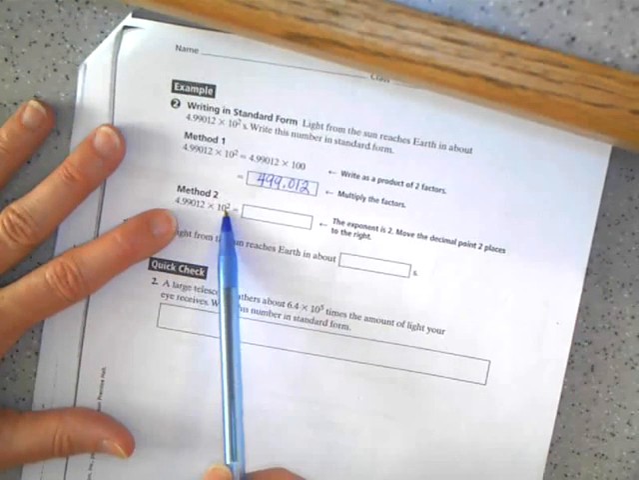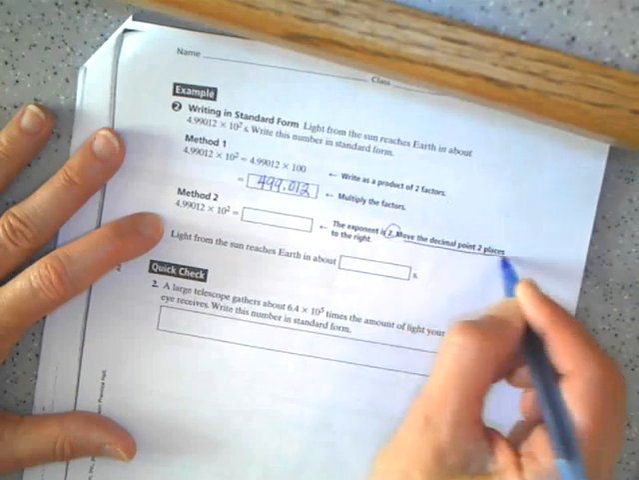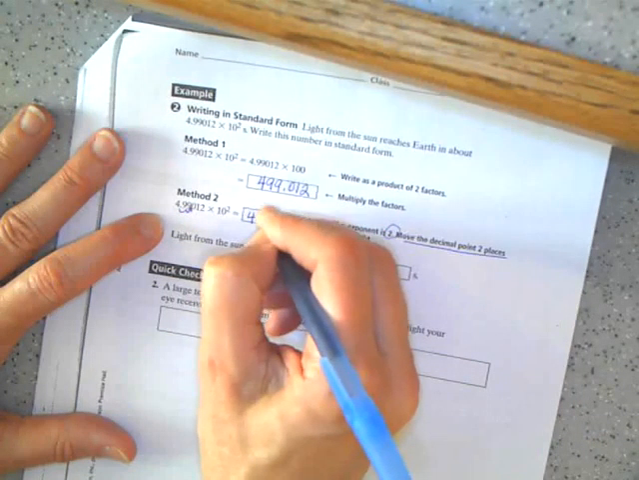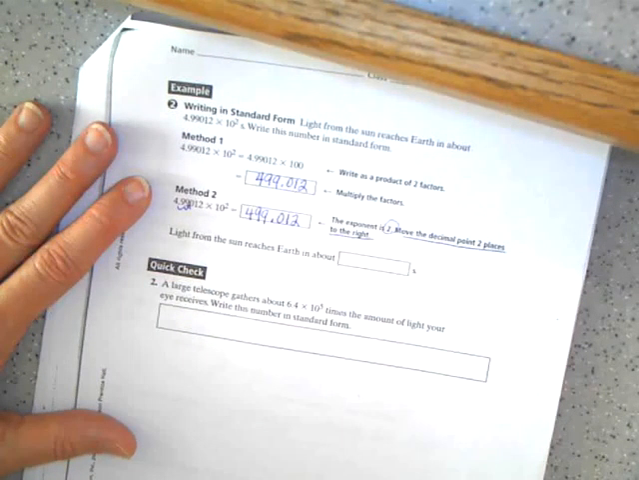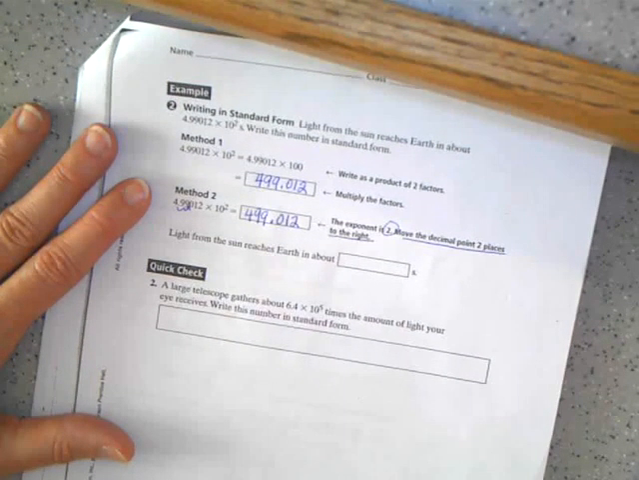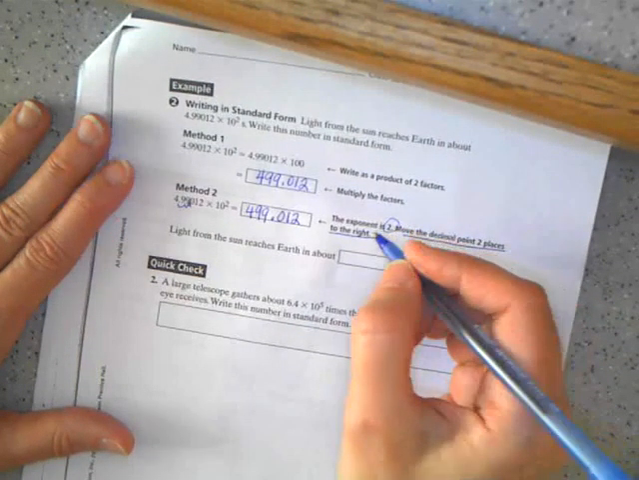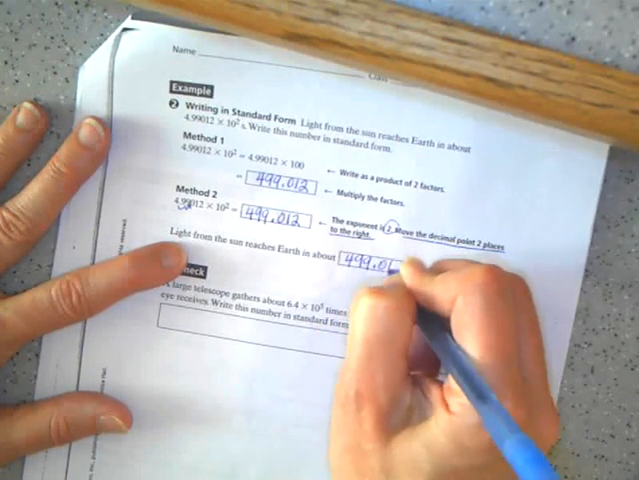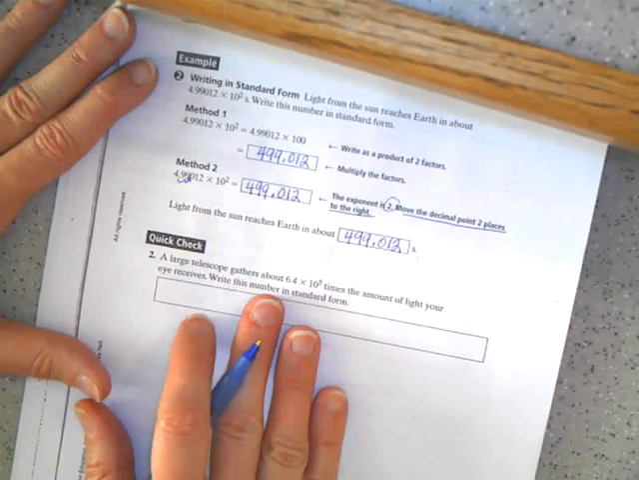Okay, now method number 2 is basically what I would do. We have our exponent of 2 on the 10. So what that means is, since the exponent is 2, we're going to move it 2 places to the right. Boom, boom. So you see that that is 499.012 without even having to do any computation, because multiplying by 100, or 10 to the second power, is going to make our decimal point move 2 places to the right. So light from the sun reaches the earth in about 499.012 seconds.